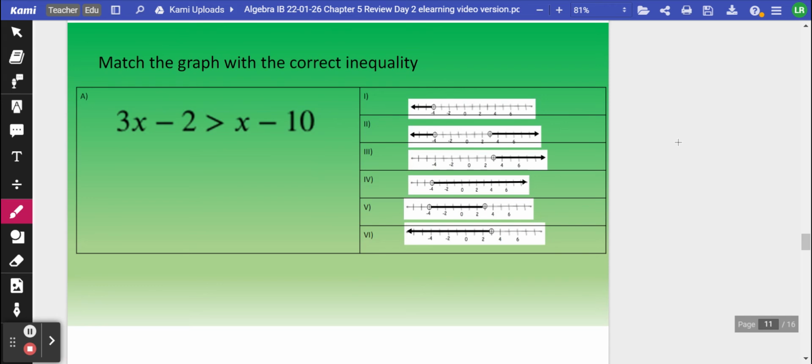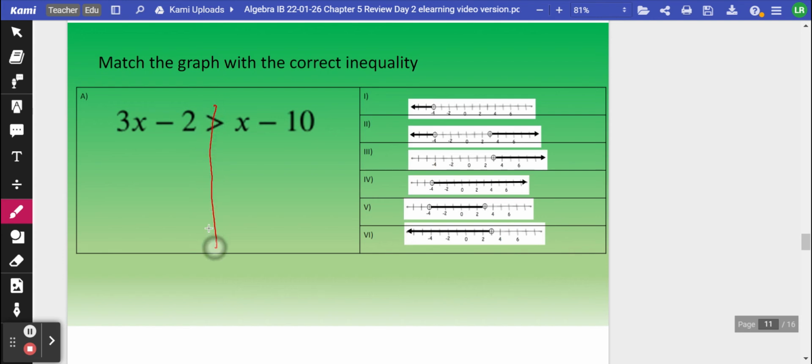For this particular problem, you need to solve it, and then you need to figure out which of these 6 is the correct graph for that problem. So go ahead and pause the video, we'll just solve it and choose which one is the correct graph.